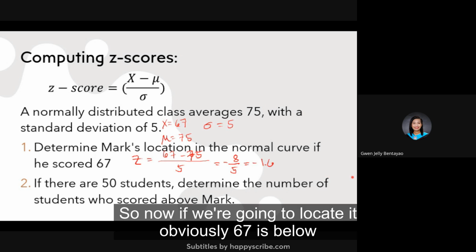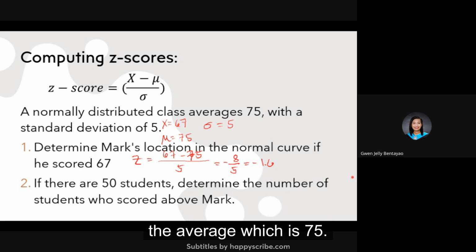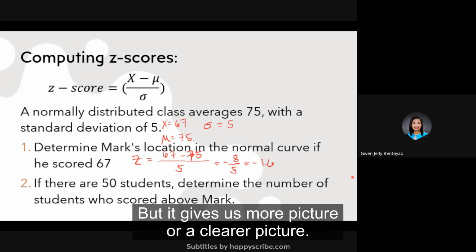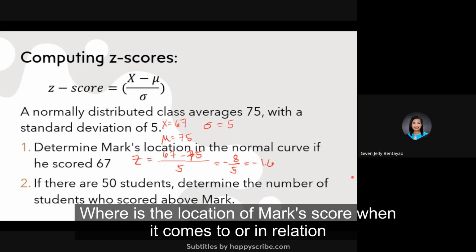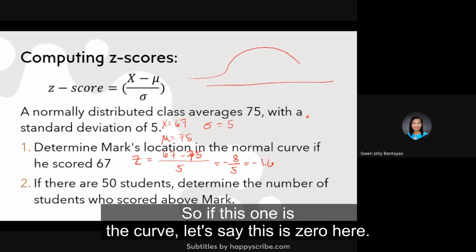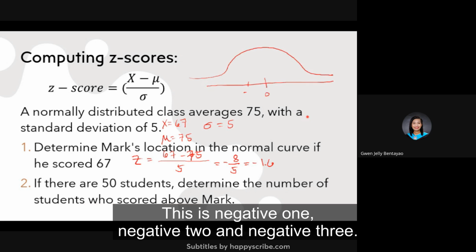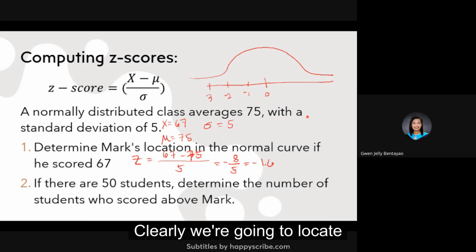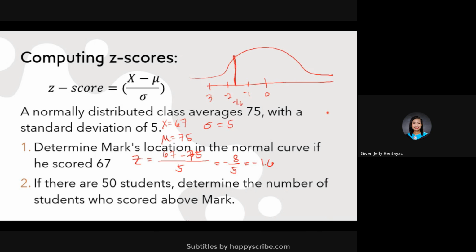Okay, so now if we're going to locate it, obviously 67 is below the average, which is 75, but it gives us a clearer picture of where Mark's score is in relation to the normal distribution. So if this is the curve, let's say this is 0 here, this is negative 1, negative 2, and negative 3. Clearly, we're going to locate Mark's score between negative 1 and negative 2. So that would be negative 1.6.